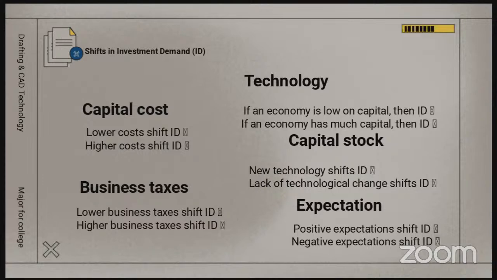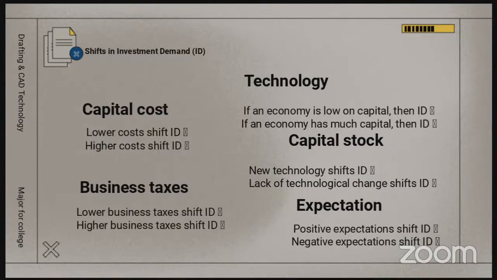So if the cost to have the capital increases, this is going to decrease the investment demand curve, in other words, shift it to the left. So because it shifts to the left, there's an example. If it's lower cost, then it shifts ID to increase. When it's higher cost, it shifts ID to decrease.